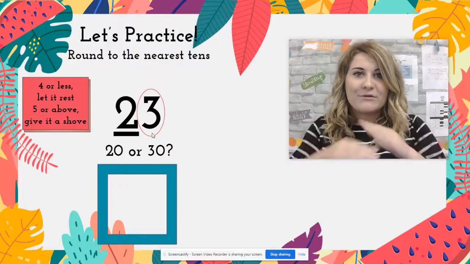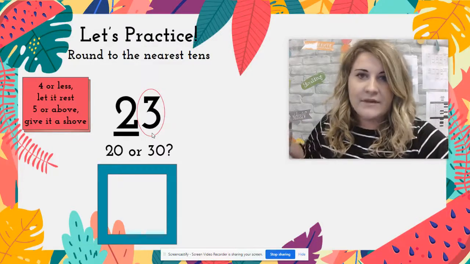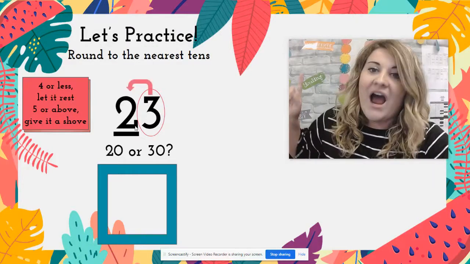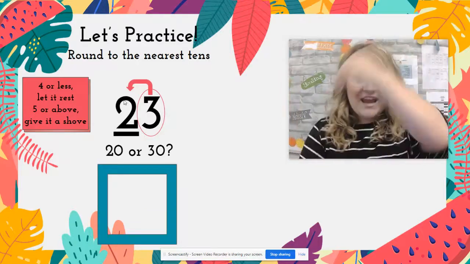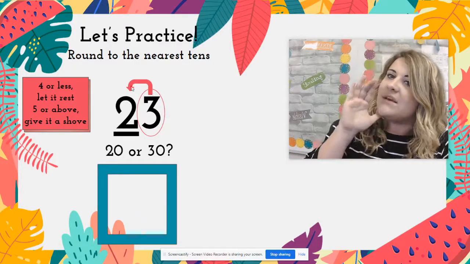Right now, the 3 is the most important number in this number, okay? It's because the 3, watch what happens, is going to tell the 2 what to do with an arrow, okay? So this little arrow is like the 3 going, hey, I'm going to tell you what to do.